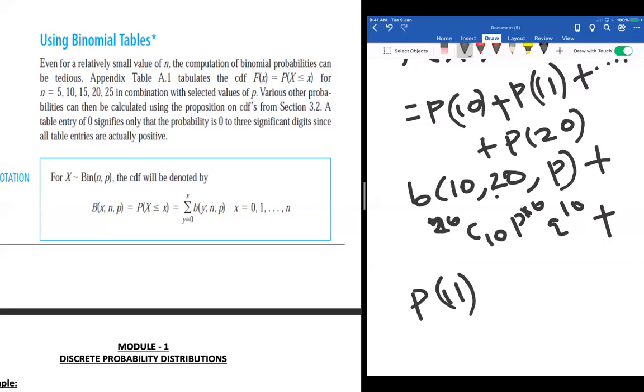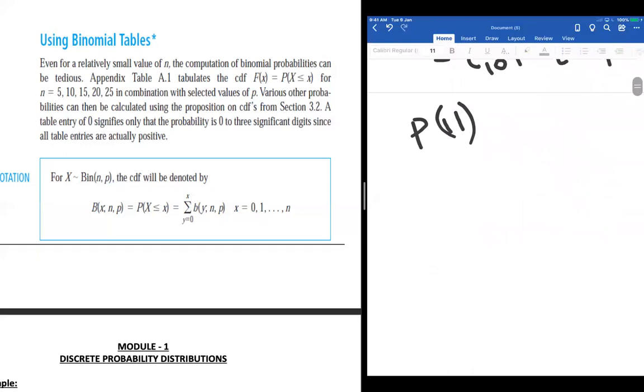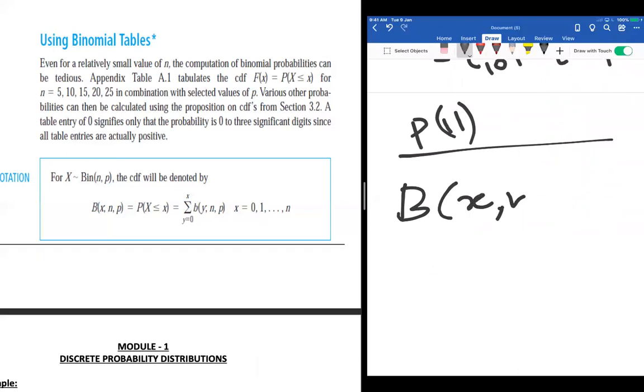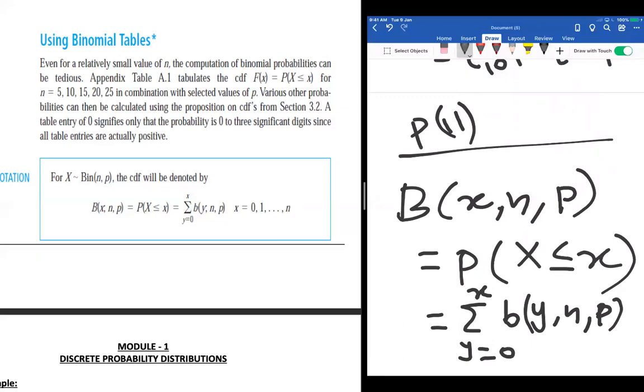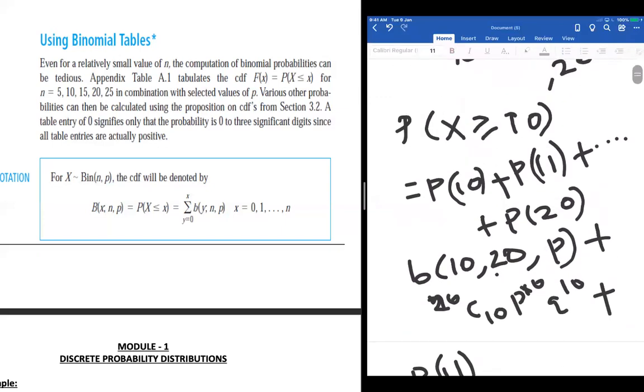So in this case, we use the binomial table instead. In the binomial table, the notation capital B(x; n, p) denotes the sum of all probabilities less than or equal to x, that is, P(X less than or equal to x). It is the sum of the binomial probabilities with y starting from 0 up to x. So in the previous case, P(10) plus up to P(20).